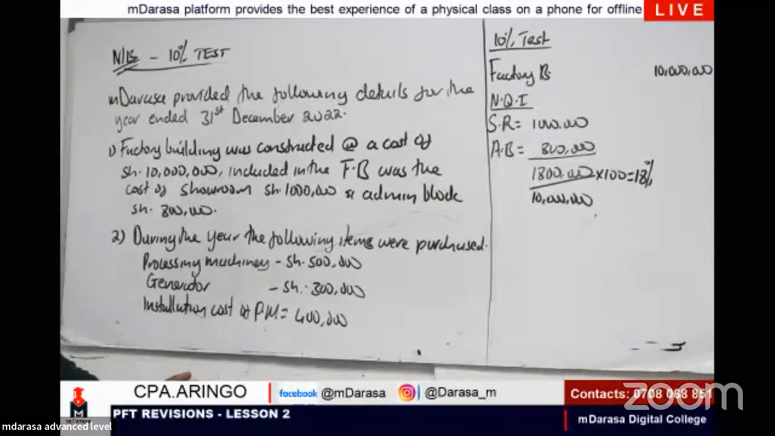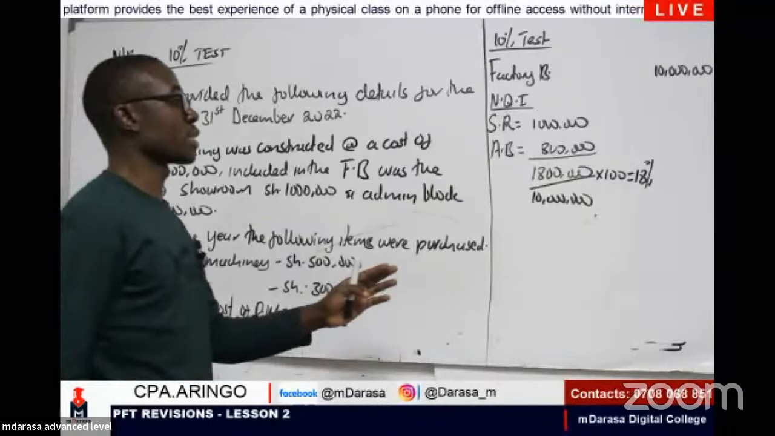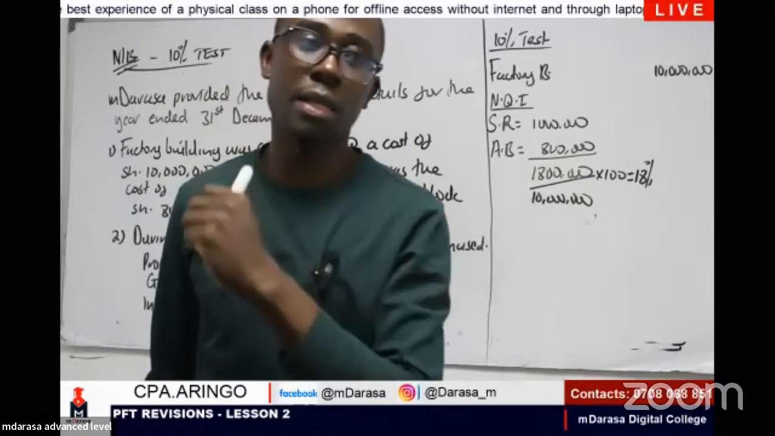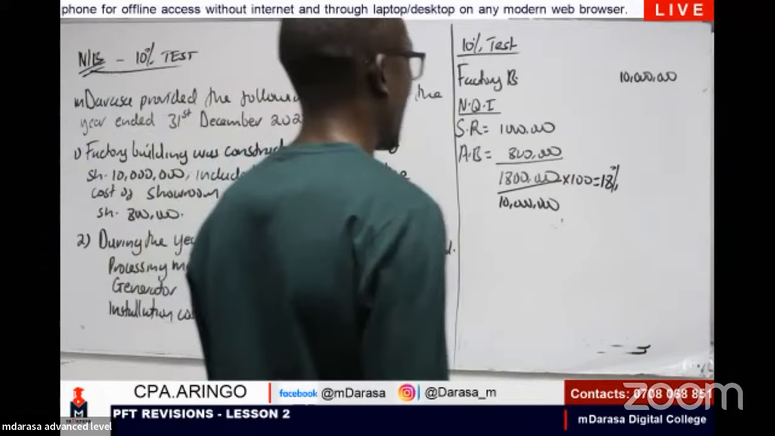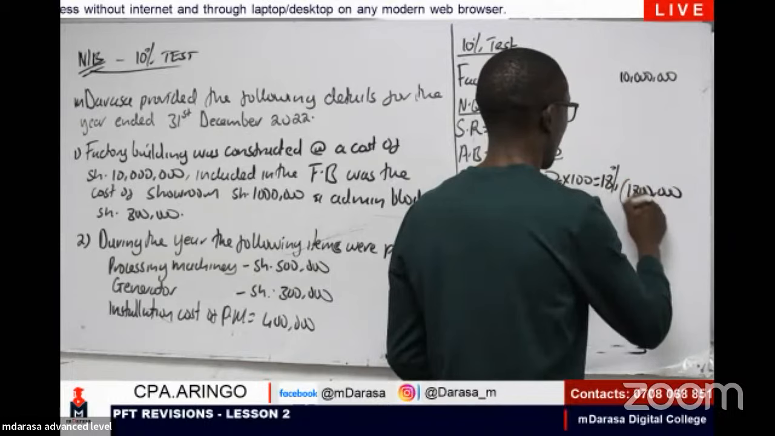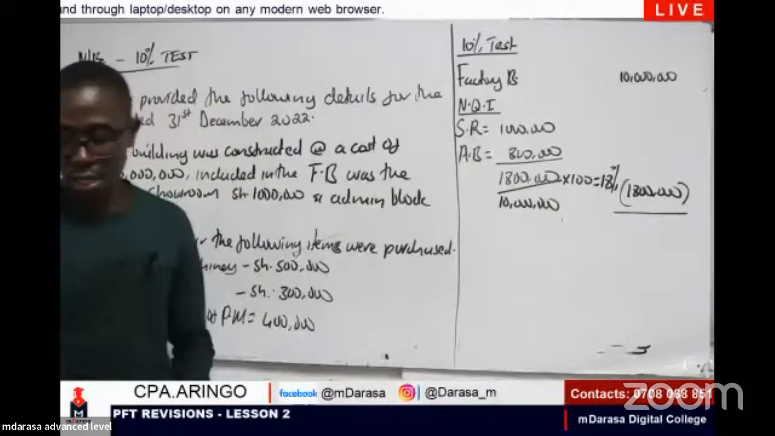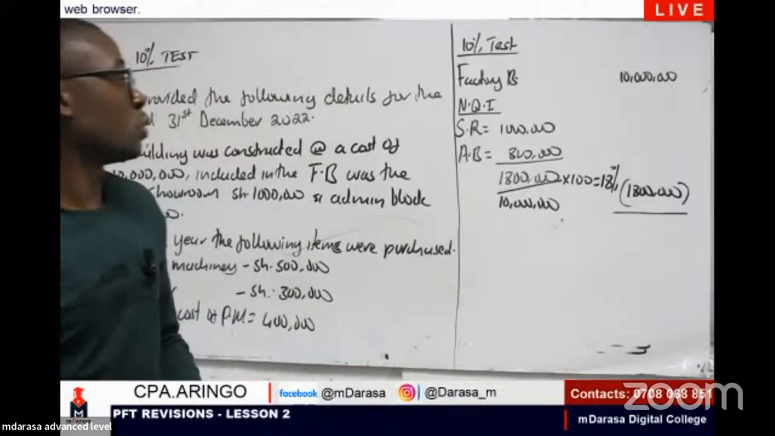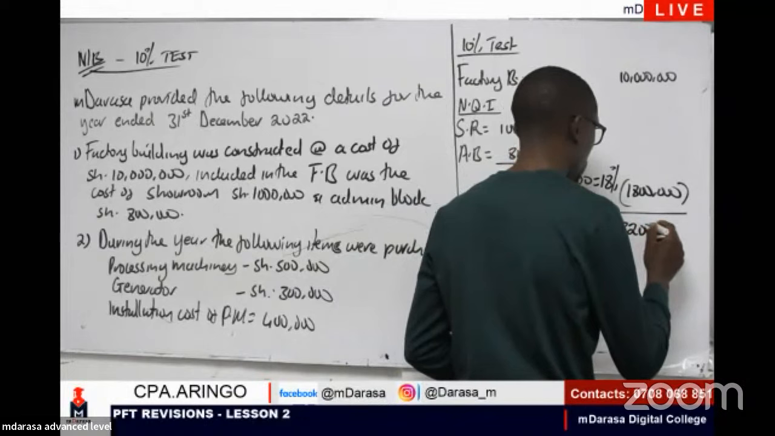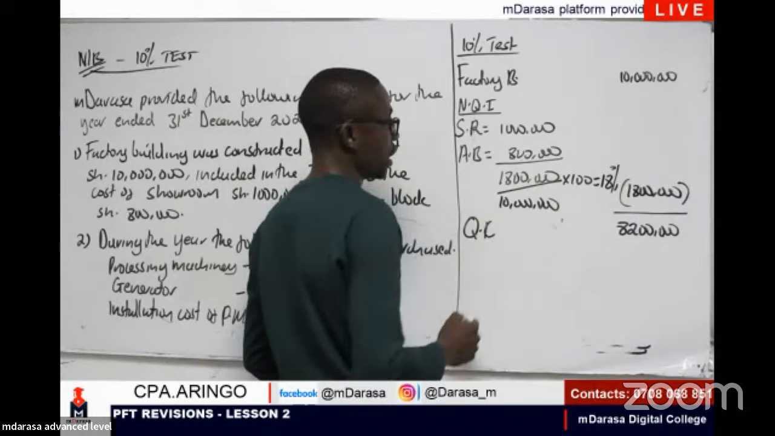So if it is 18%, this clearly shows that the total cost of these items is more than 10% of our factory building. Therefore, what you are supposed to do is to deduct. I'm going to deduct this cost because it is more than 10%. So I deduct 1.8 from my 10 million, and I should be having a figure of 8.2. This is the qualifying cost for the factory building.